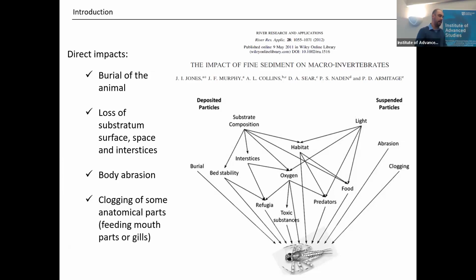For example, fine sediment can have a direct effect on aquatic organisms in terms of the burial of animals, especially for the benthic organisms that live in the substrate. Fine sediment also reduces the habitat heterogeneity of the riverbed. And also fine sediment is a source of stress for aquatic organisms in terms of body abrasion and the clogging of some anatomical parts, for example, mouth parts and gills.